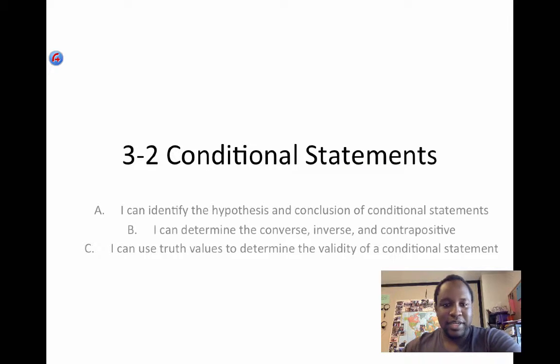Hello and welcome again. Today we are going to be working on conditional statements, if-then statements. And we actually have a three-part objective. I can identify the hypothesis and conclusion of conditional statements. I can determine the converse, inverse, and contrapositive. And then also I can use truth values to determine the validity of a conditional statement. So there's lots of stuff packed into this one unit.